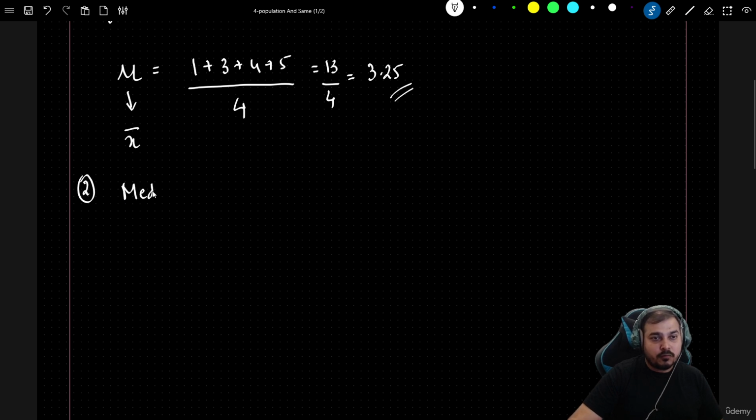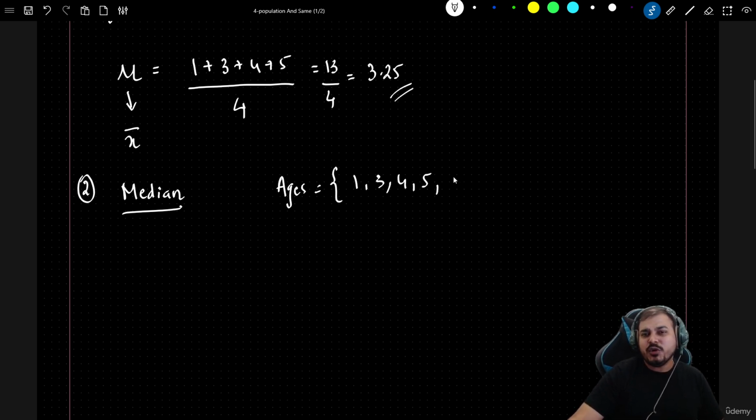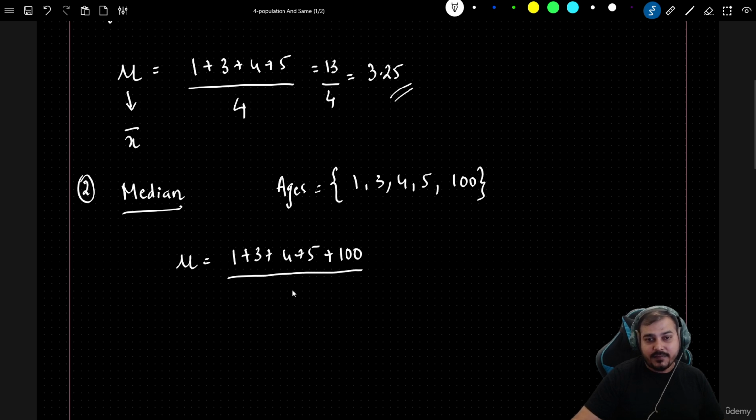So what exactly is median? Now let's consider the same ages, 1, 3, 4, 5. We know that the mean for these ages is around 3.25. Let's consider that I add one outlier like 100. Now what will happen if I want to calculate the mean? It will become 1 plus 3 plus 4 plus 5 plus 100 divided by 5, because the number of elements has now become 5.